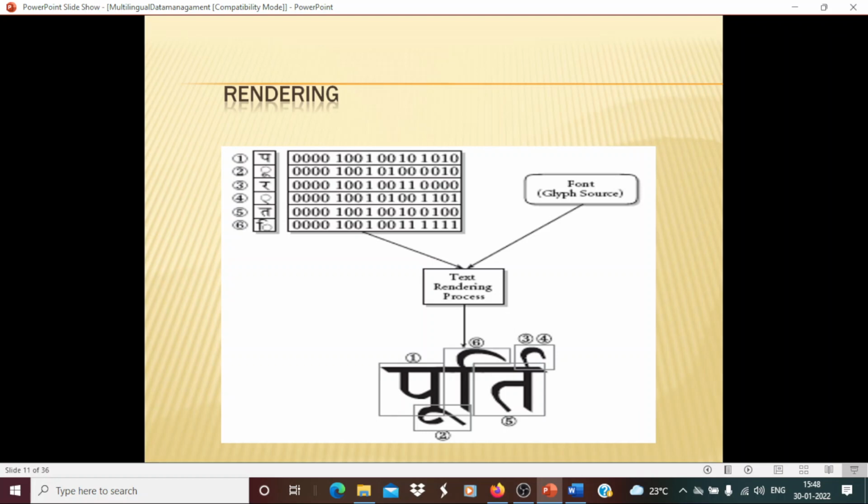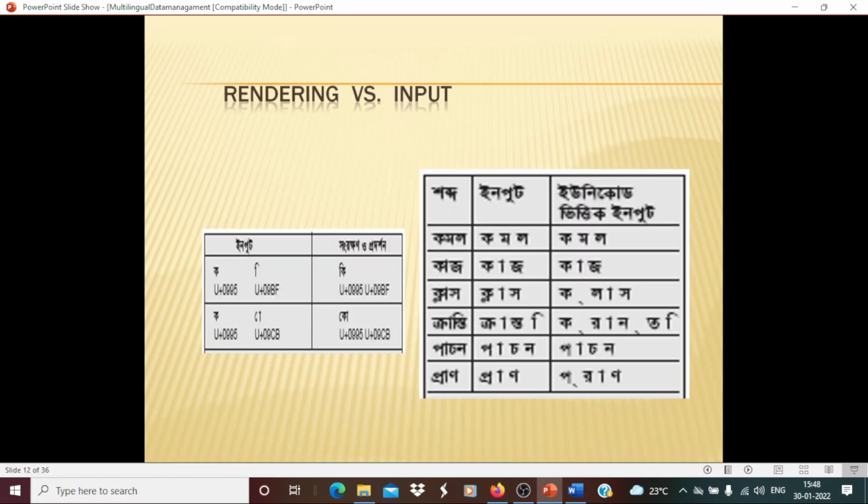So every Indian language requires not only Unicode, but to represent this juktakkar properly, we need a text rendering engine for representing different kinds of glyphs. Glyphs are basically complex characters formed by combining a consonant with a vowel or a consonant with a consonant. So that is one of the important issues in Indian languages, the rendering of the character, that is, the glyph sourcing.